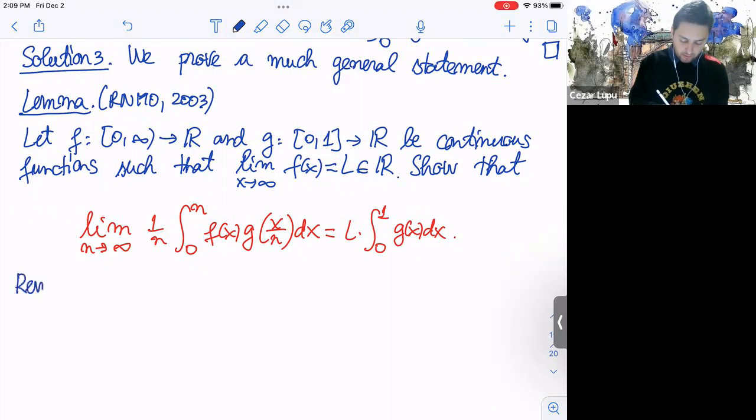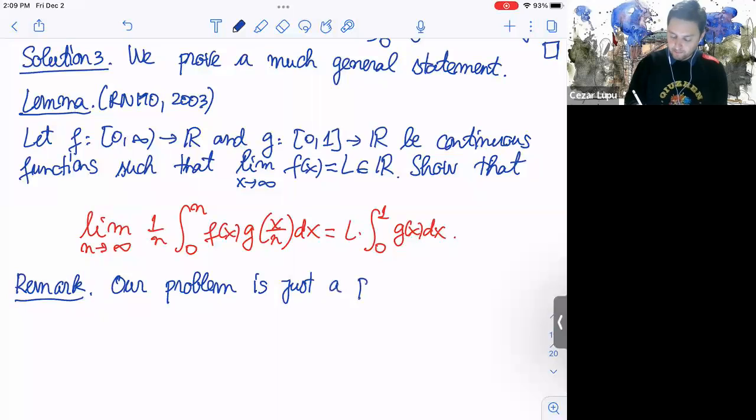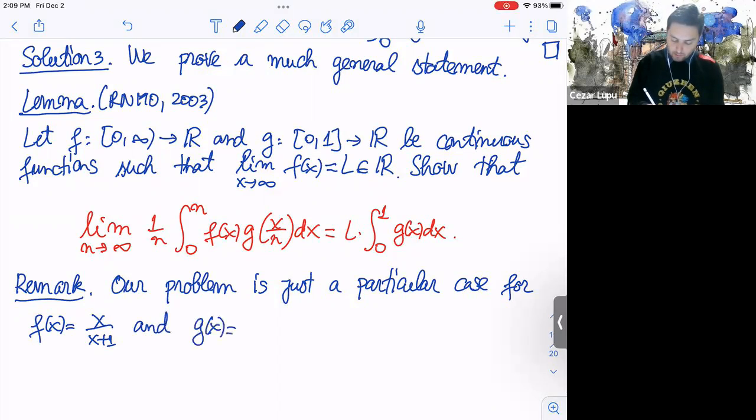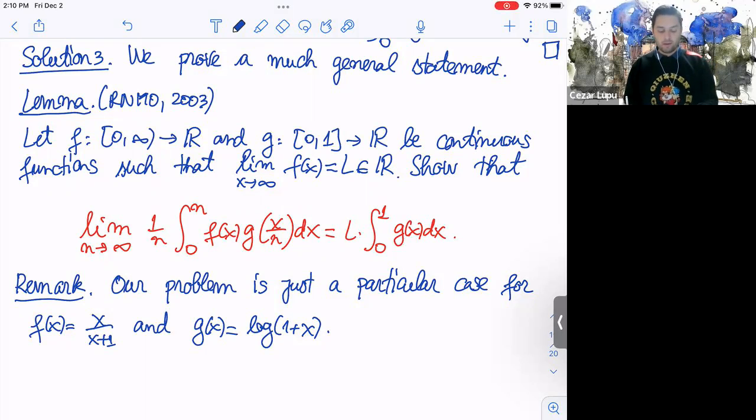Let me point out a remark first. Our problem is just a particular case for, let's say, f of x is x over x plus 1, and g of x is nothing else than log of 1 plus x. The limit as x approaches infinity of f of x is 1, so it's just the integral from 0 to 1 of g of x, which is the integral from 0 to 1 of log of 1 plus x, which we already computed. So it's 2 log 2 minus 1. All right, so it follows immediately. Let's prove this lemma.